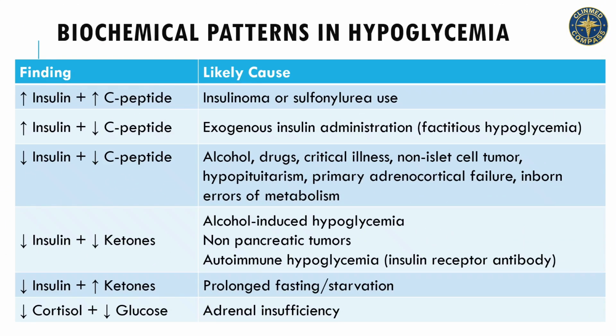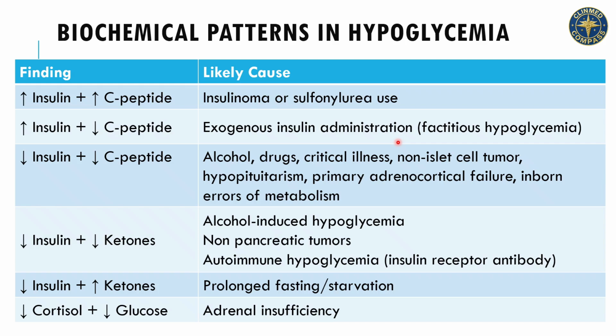This table summarizes some biochemical patterns in hypoglycemia. Increased C-peptide and increased insulin levels: consider insulinoma and other causes of endogenous hyperinsulinism. Increased insulin level and reduced C-peptide: consider exogenous insulin administration, perhaps factitious hypoglycemia.